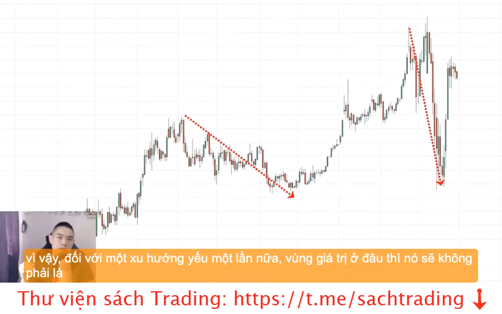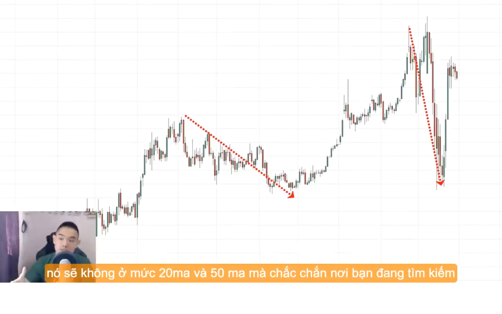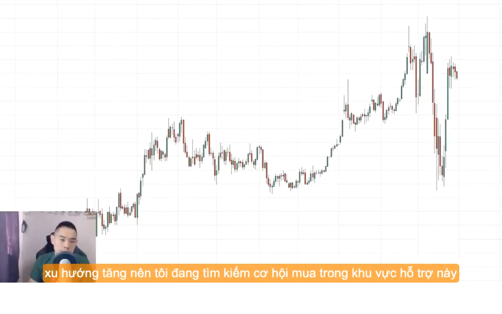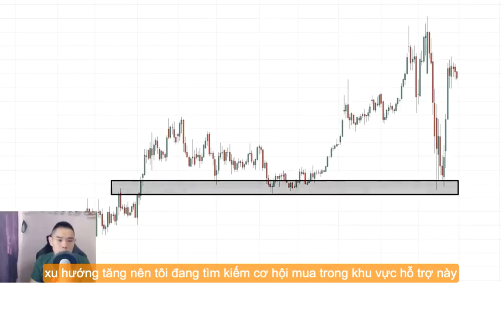So for a weak trend, again, where is our area of value? Well, it's not going to be at the 20 MA, it's not going to be at the 50 MA. That's for sure. Where you're looking for trading opportunities will be at support resistance areas. So this is a weak uptrend. So I'm looking for buying opportunities at this area of support.